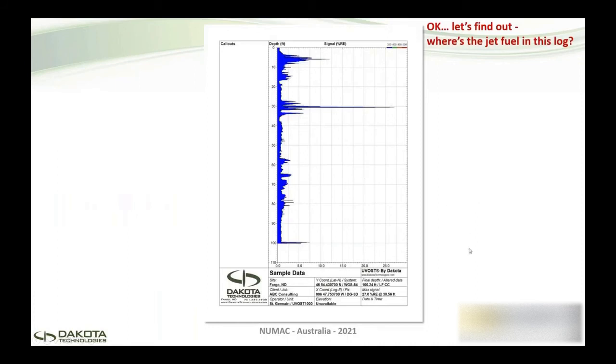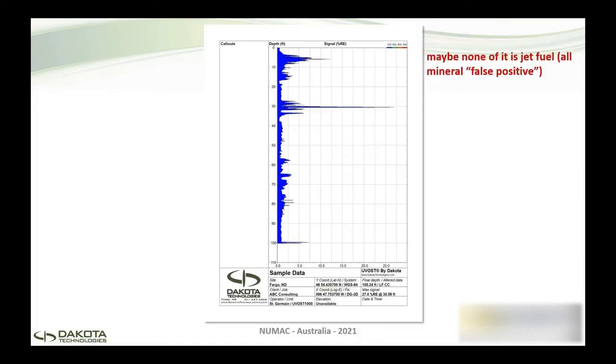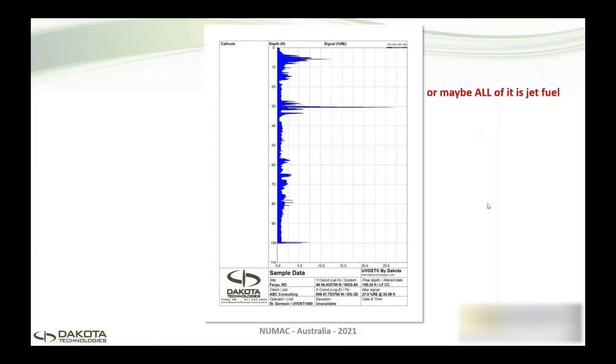This was actually a military client who wanted to find jet fuel at their site. So here's one of our logs, and what I've done is I've removed any information about color or lifetime, and all I've put up is the intensity, how brightly it was fluorescing with depth up to 100 feet, 33 meters or whatever that is, okay? So where's the jet fuel? Maybe none of it's jet fuel and this is all just false positives. Maybe all of it's jet fuel. You don't really know based on intensity alone.